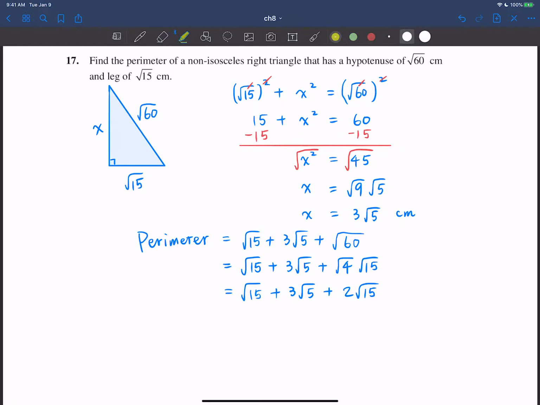And now the first term and the third term, they are like radicals, so we can combine them. Apply distributive property, invisible 1 in front of radical 15. 1 plus 2 is 3. 3 radical 15 plus the original second term, 3 radical 5. And that is the perimeter of this non-isosceles right triangle. I'm going to place a grouping symbol and add the unit centimeters right after that.